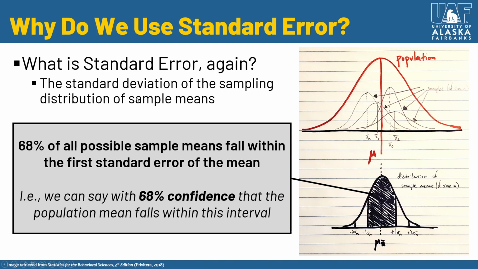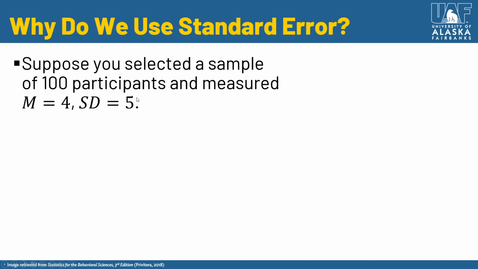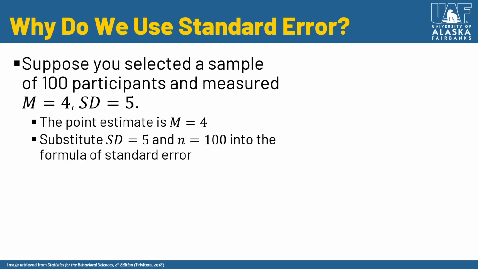So that's a little bit of background of why we use standard error. To give a very simple example, suppose we selected a sample of 100 participants and we found a sample mean of 4 and a standard deviation of 5. Going back to the previous video, the point estimate is 4. The sample mean is our point estimate of the population mean.